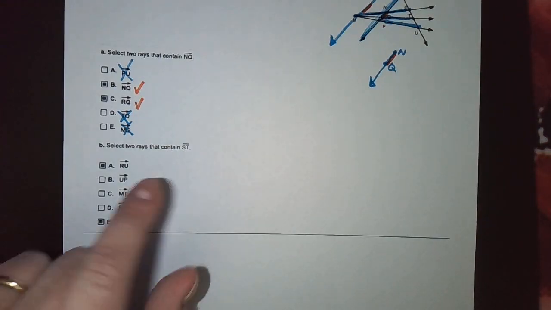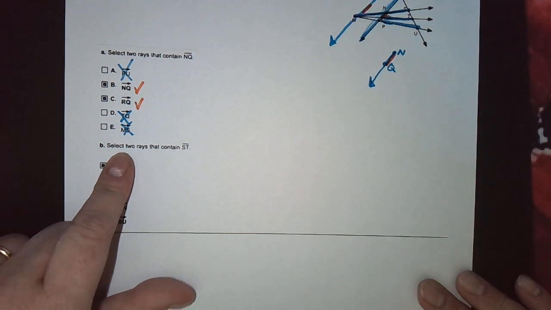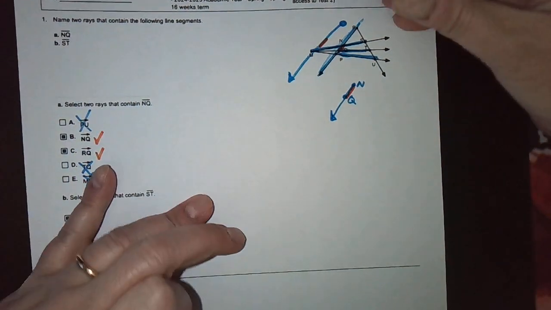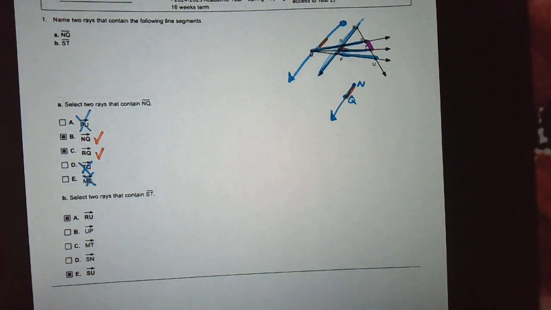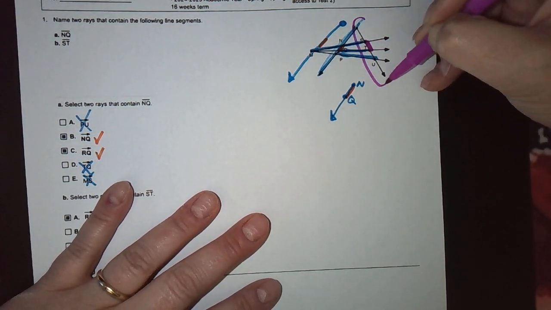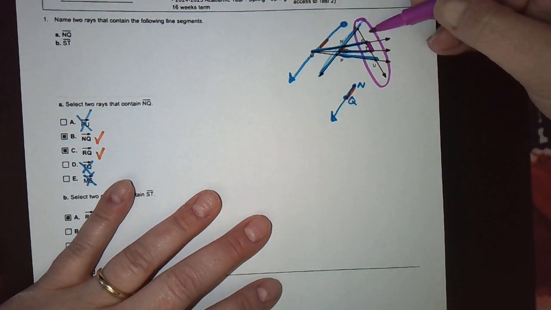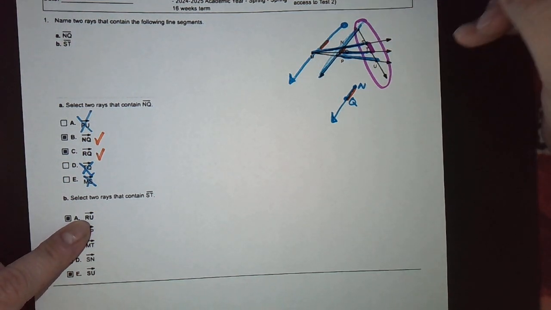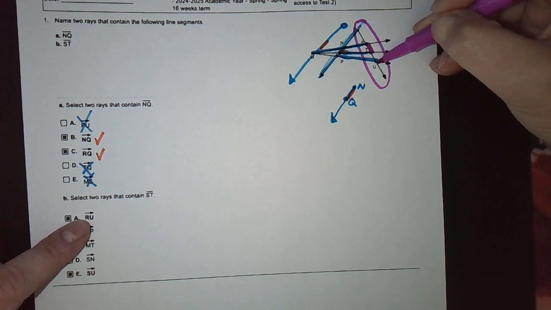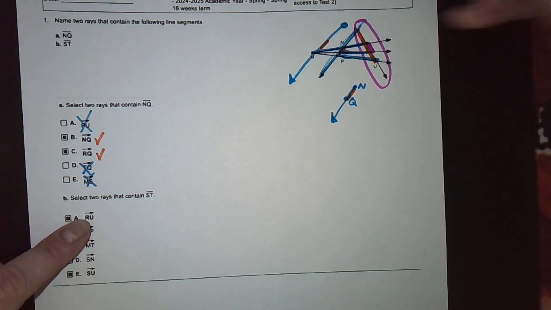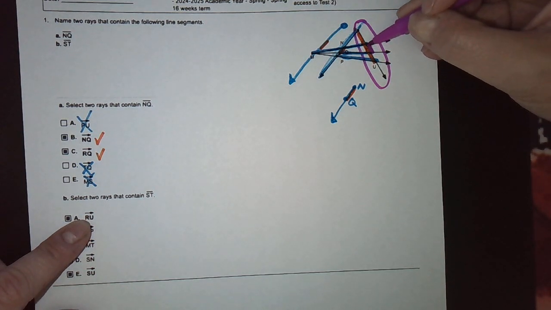Alright, let's keep looking. The next one says select 2 arrays that contain ST. Okay, where's ST? ST is over here. So the only array that could contain this line segment is the arrays made from these letters. Let's see, RU, that's from the top all the way down here. So RU is from here to here, this orange. And the question is, is this little purple portion part of that orange?